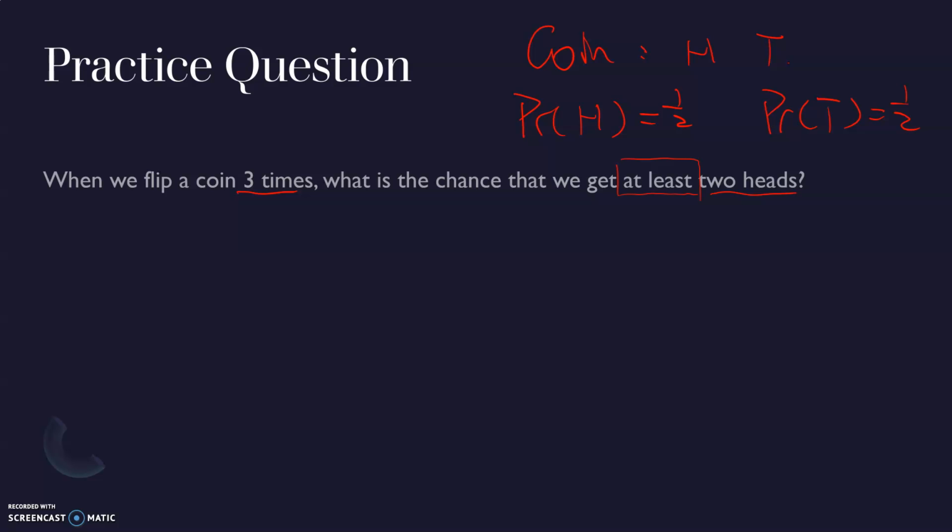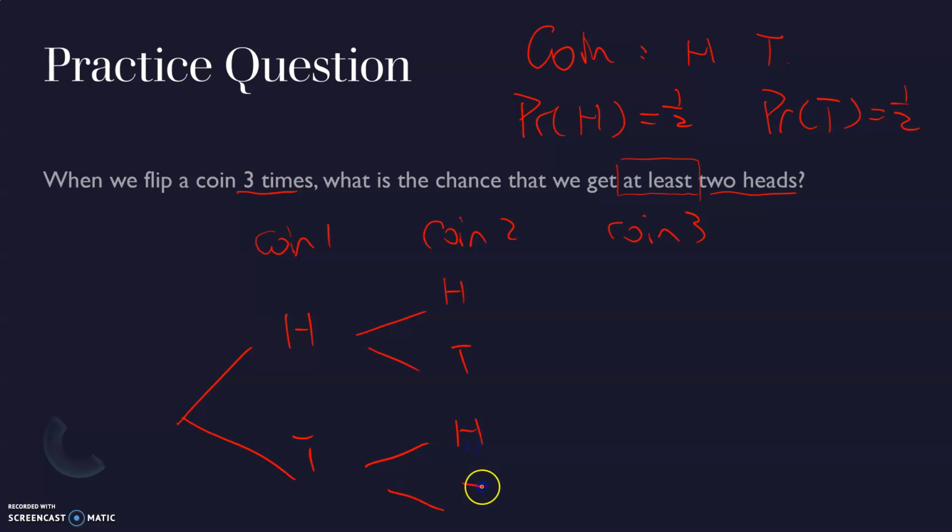So when we draw the tree diagram, we can have coin 1, coin 2, and coin 3. We split the first coin into head and tail. The second coin will go to head and tail. The last coin will also go to head and tail, and then at the final point, another head and tail, and if we keep going, head and tail for each branch.